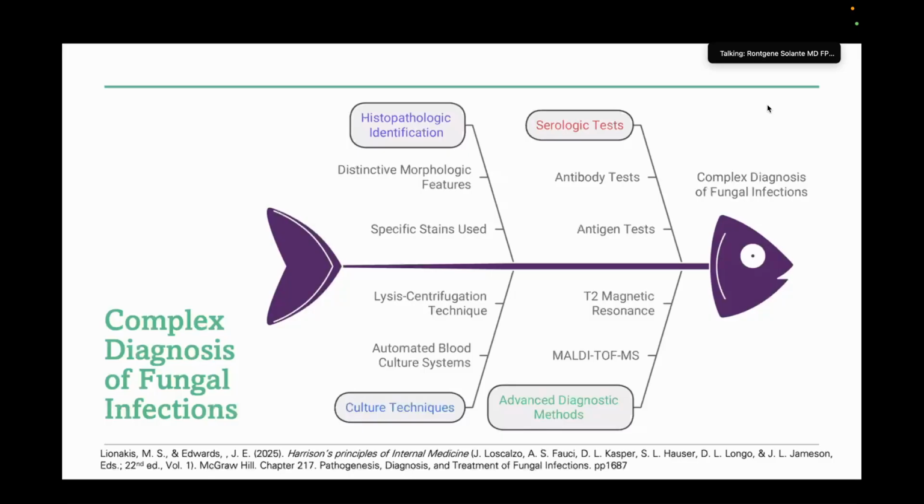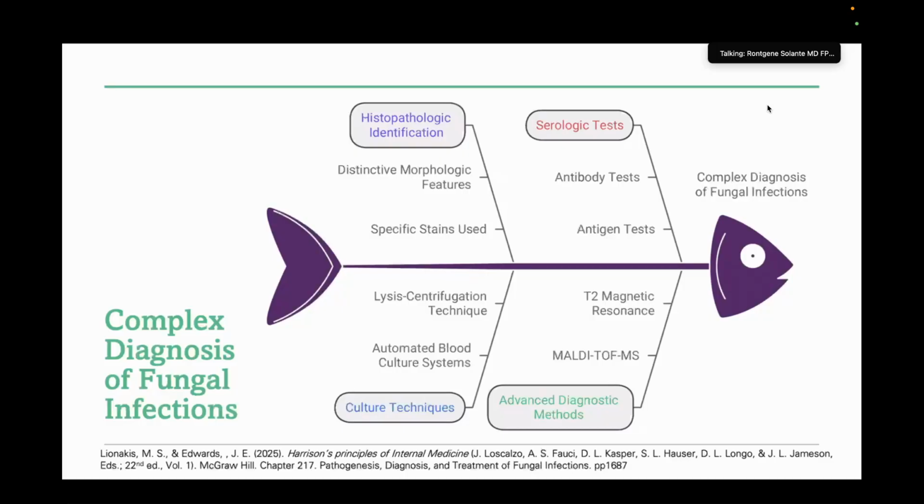So I have discussed that in the previous slide. Histopathologic identification will be able to distinguish different fungal infections based on their morphologic features, as I mentioned, or the use of a specific stain in order for you to appreciate those morphologic features. Then we also have the culture technique, either in the form of an automated blood culture system, which can detect the microorganism early, or using the conventional lysis centrifugation technique. So that's the culture using blood.